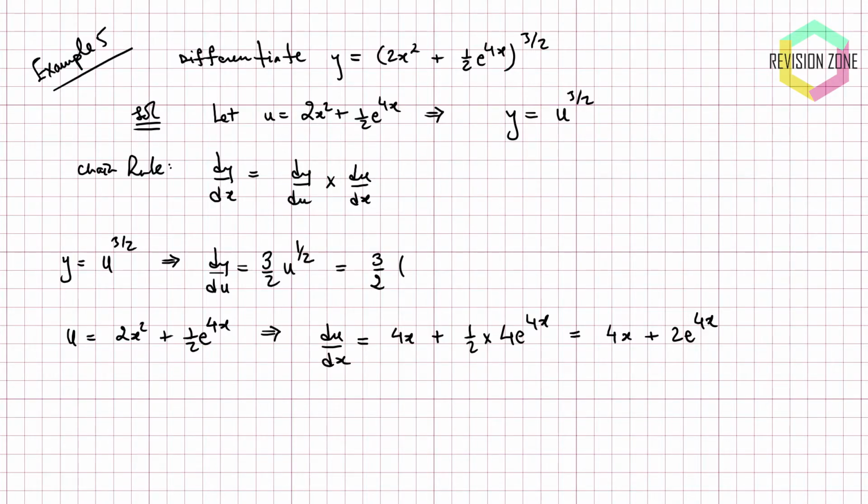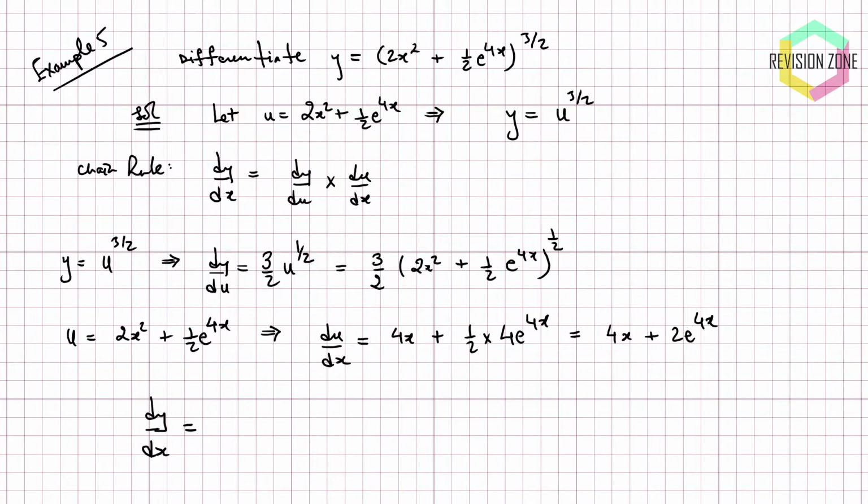So u is going to be 2x squared plus a half e to the 4x, and obviously I have the power of a half, so I've got to put that in. So I actually have that. So once we have this, maybe it's better to write it down at the bottom of the screen here. It's better to just use that directly and write down the answer here.